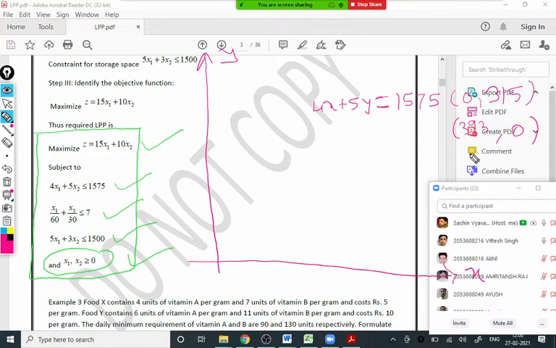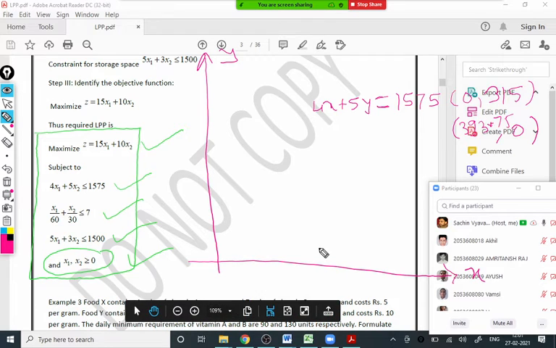1575 divided by 4 is 393.75. Okay, sorry, my mistake. Now, by observing these values, you have to take a proper scale on the x and y axis.